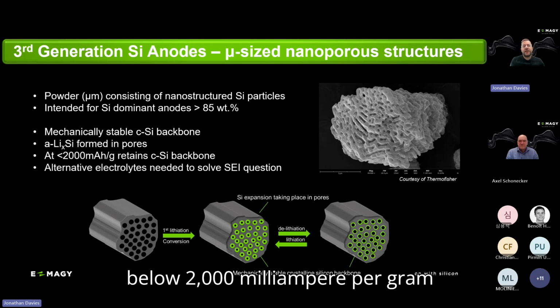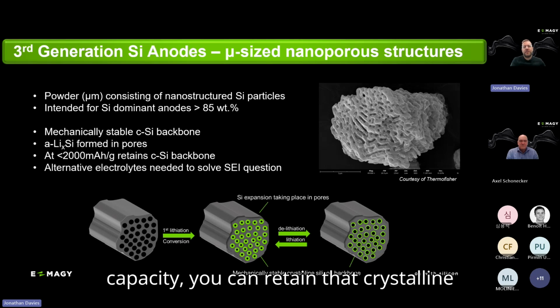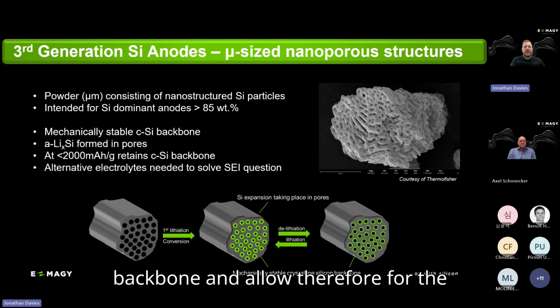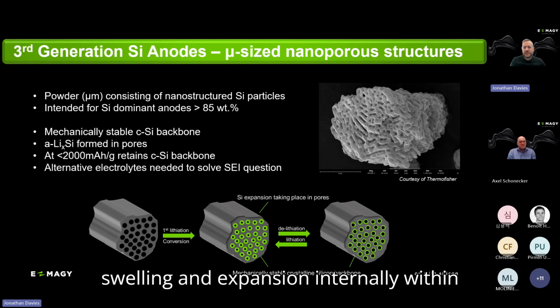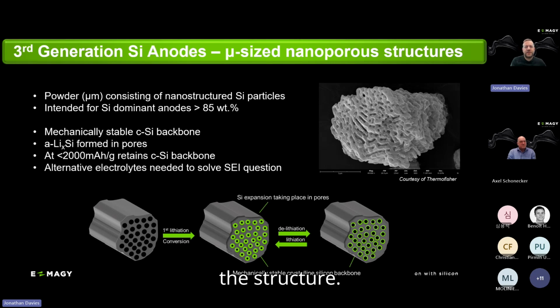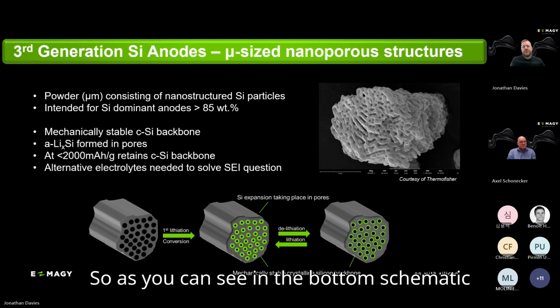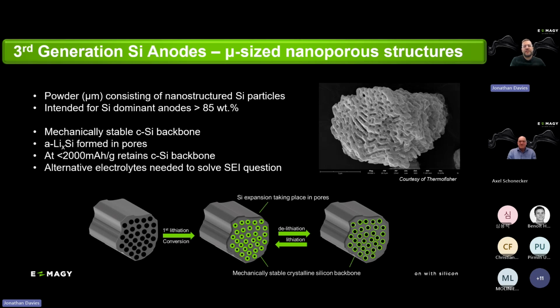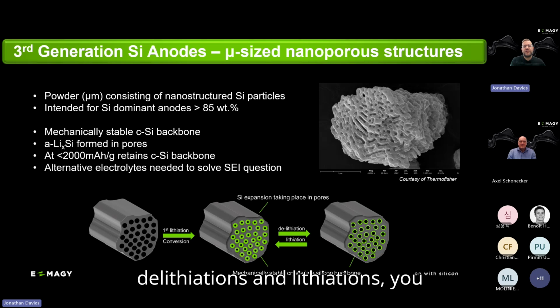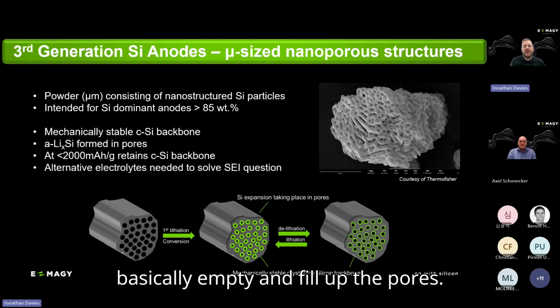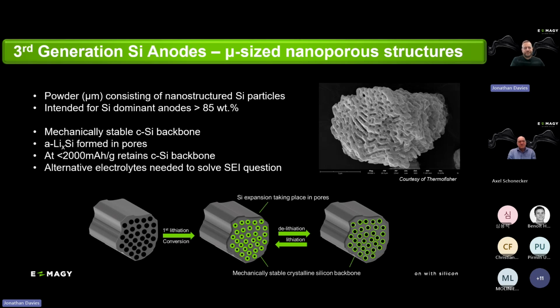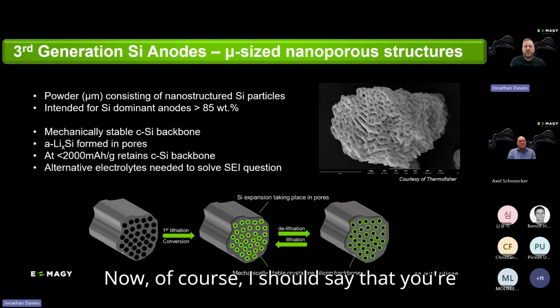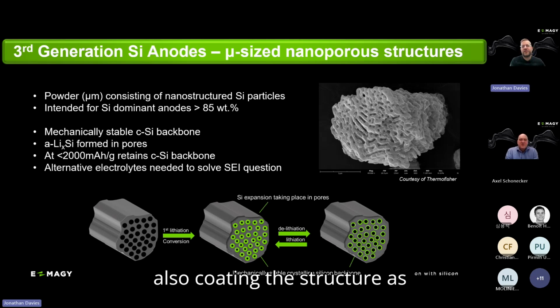But if you stay below 2000 milliampere per gram capacity, you can retain that crystalline backbone and allow, therefore, for the swelling and expansion internally within the structure. So, as you can see in the bottom schematic, in subsequent delithiations and lithiations, you basically empty and fill up the pores. Now, of course, I should say that you're also coating the structure as well, but for the purpose of the schematic, that's not shown here.